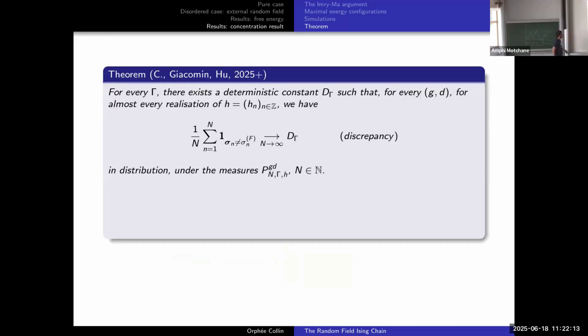So the theorem states what Fisher and collaborators have claimed, which is that the typical configurations under the Gibbs measures are close to this configuration sigma f, the Fisher configuration, in the sense that the fraction of sites where sigma disagrees with sigma f converges towards some quantity d gamma. And this quantity is small, and it goes to 0 as gamma goes to infinity. And we have a control which is log gamma over gamma.